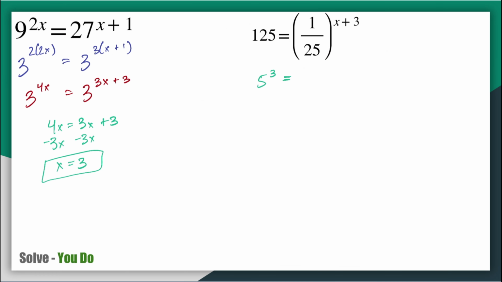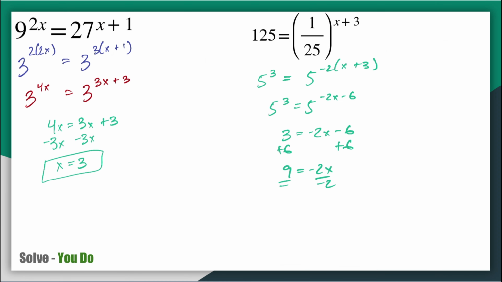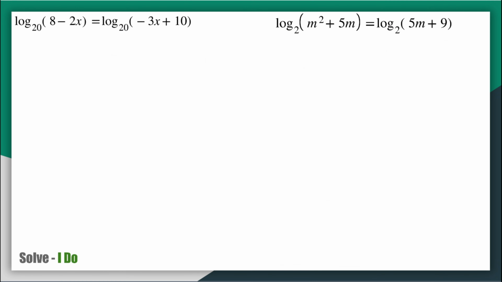And then 5 to the power of negative 2 gives us that, and we multiply it here. And we get 5 to the power of 3 is equal to 5 to the power of negative 2x minus 6. Okay. Now we can set the exponents equal, so that's 3 is equal to negative 2x minus 6. We solve for x. 9 is equal to negative 2x. We divide by the negative 2. And we get x is equal to negative 9 over 2. Okay, and that's your answer. A little bit more difficult, right? But nothing you guys can't handle. Now let's go to the next one.